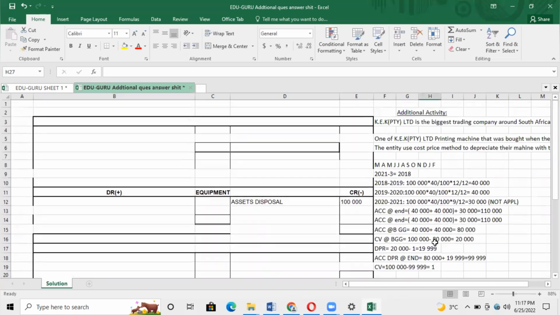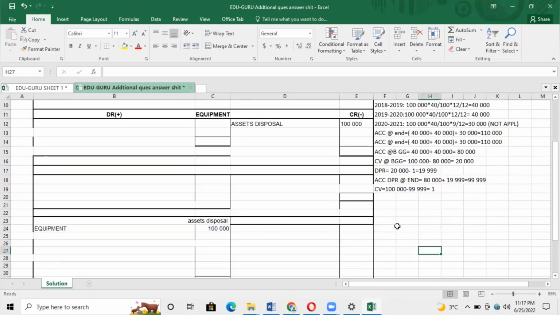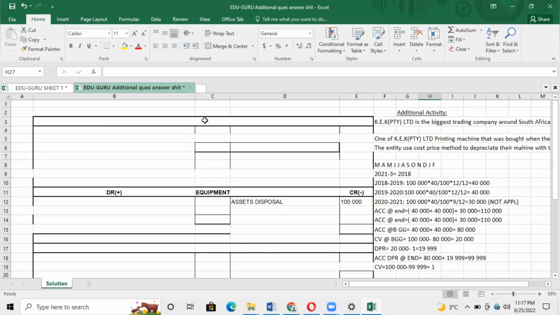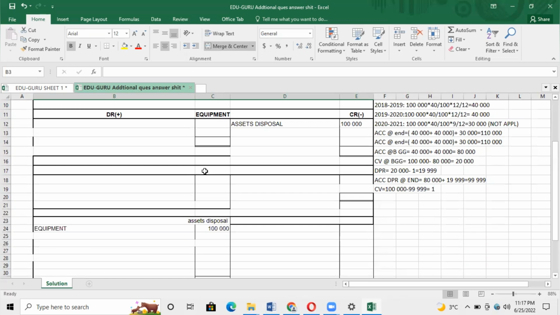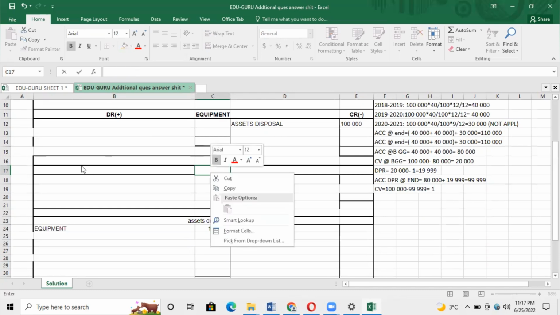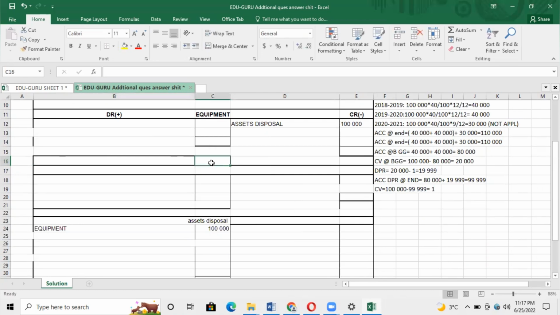And now let me move along to my accumulated depreciation. Did I draw my accumulated depreciation account here? No, I did not, so let me write it here. I'm sorry, I'm not able to write it in the middle because if I do, it doesn't show anything, and I don't want you guys to be confused. I know I'm not supposed to write it there, but let me just write it here.